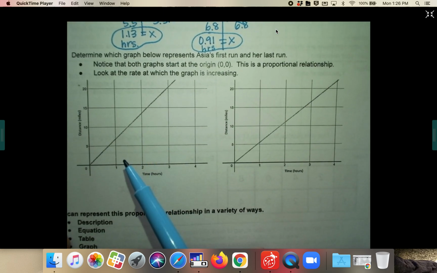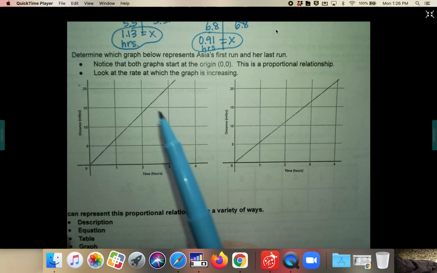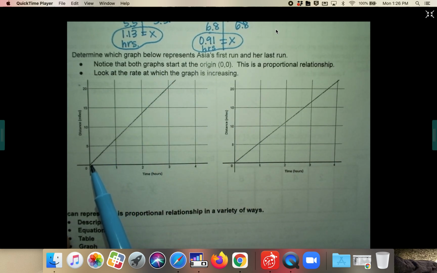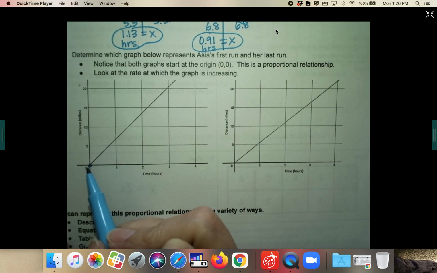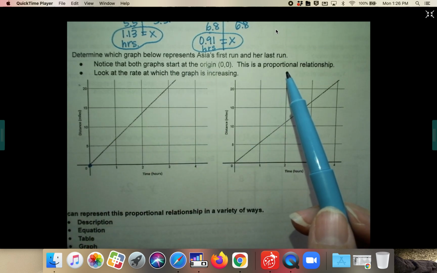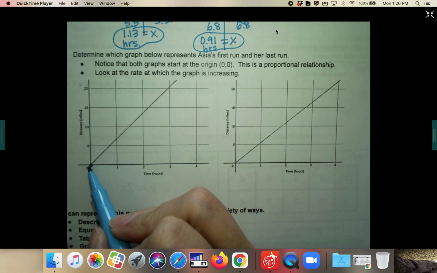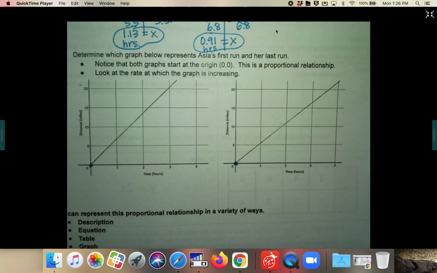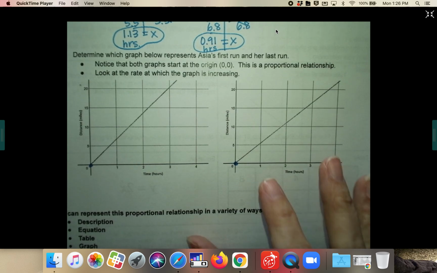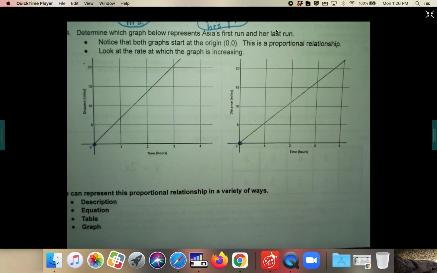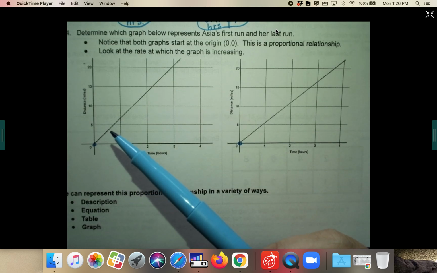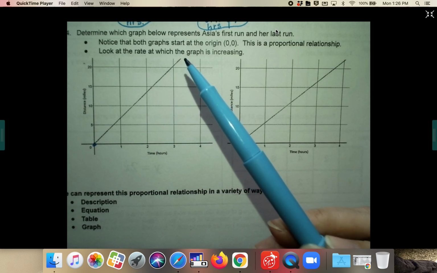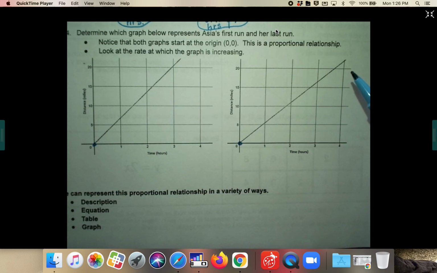So here are her first run and her last run represented on a graph. Notice that both graphs start at the origin because at 0 hours she'd gone 0 miles, so she starts at 0, 0. That makes it proportional. In order to be proportional, it needs to go through the origin and be constant or straight. So it starts at the origin and goes constant in a straight line. So look at the rate in which each line is increasing. So this line is at a different slope than this line is.